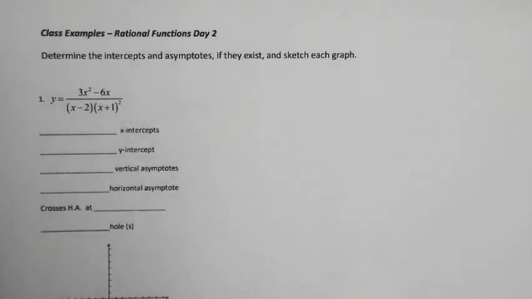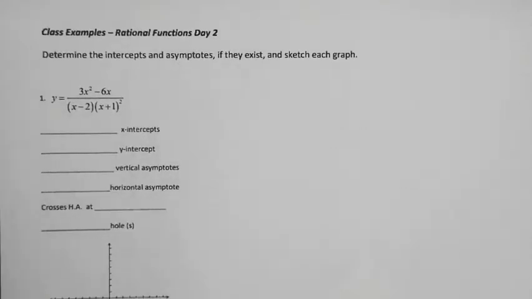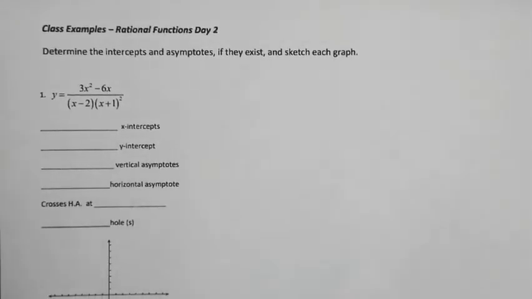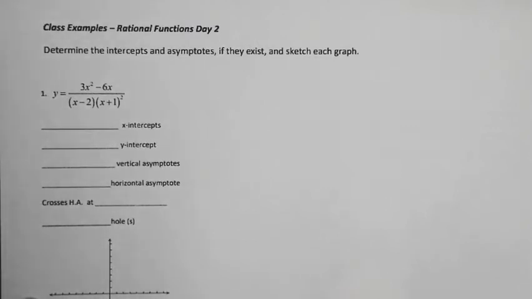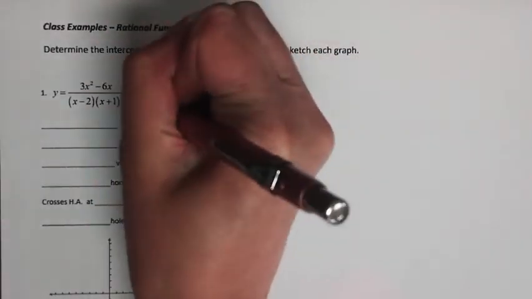Hi guys, today we're going to learn more about graphing rational functions. So in the first example we have y equals (3x² − 6x) divided by (x − 2)(x + 1)². So the first thing that you always need to do is make sure that you factor, okay?